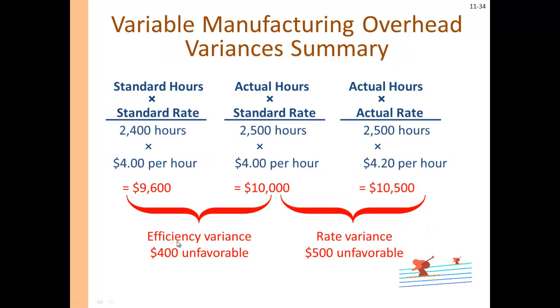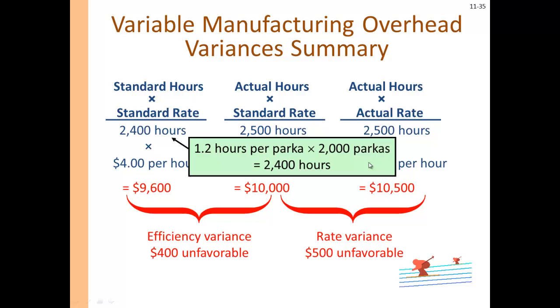We're going to isolate efficiency and rate variance. So the 2,400 hours we should have worked at $4 should have been $9,600. We actually worked 2,500 hours, which at the standard price would have been $10,000. So we have an unfavorable efficiency variance of $400. And to figure out the rate variance, we have 2,500 hours at $4.20. So we have an unfavorable rate variance, for a total variance of $900 unfavorable.